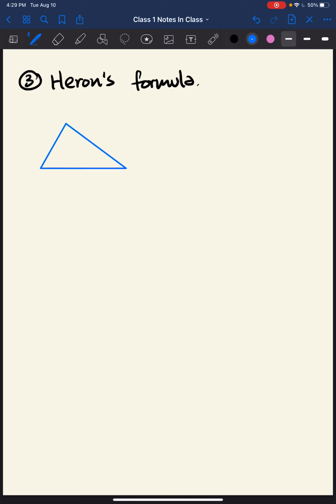Third one is Heron's formula. This is actually a very complicated formula. So here's a triangle, A, B, C, and then I label this angle theta.